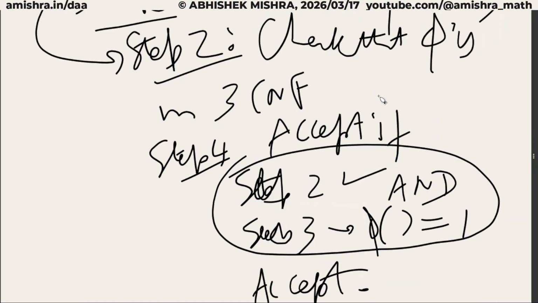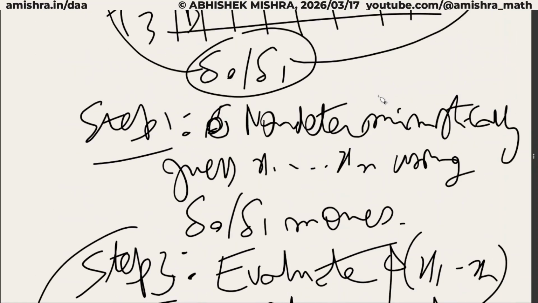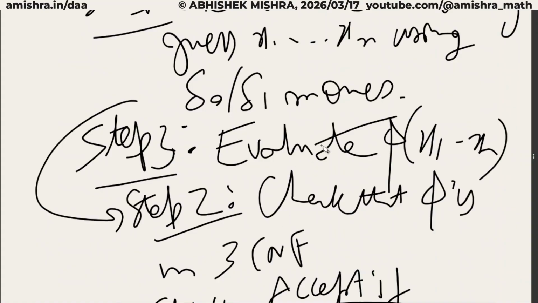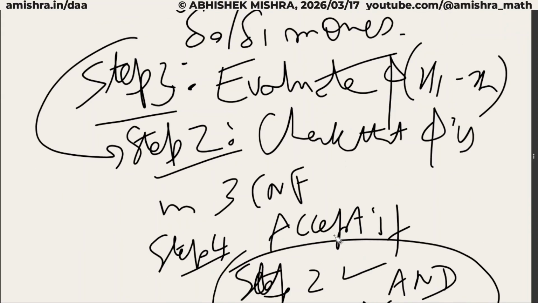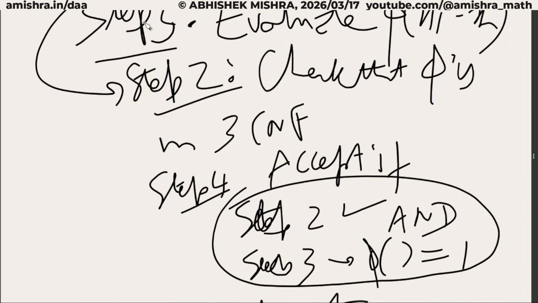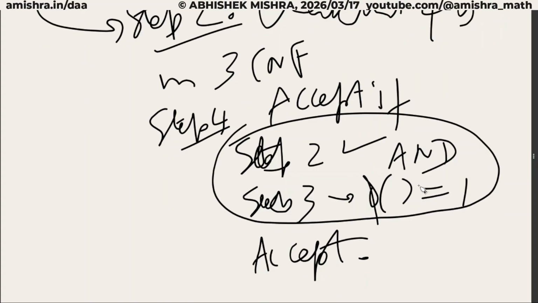So time complexity is very simple. Step 1 takes only linear time. Steps 2 and 3 also take linear time. Just scan and evaluate and check. So the acceptance path is when in step 2 we verify that the formula is in 3CNF, and in step 3 it evaluates to 1, only then we accept. So if there is any possibility, the machine will accept, otherwise it will reject.